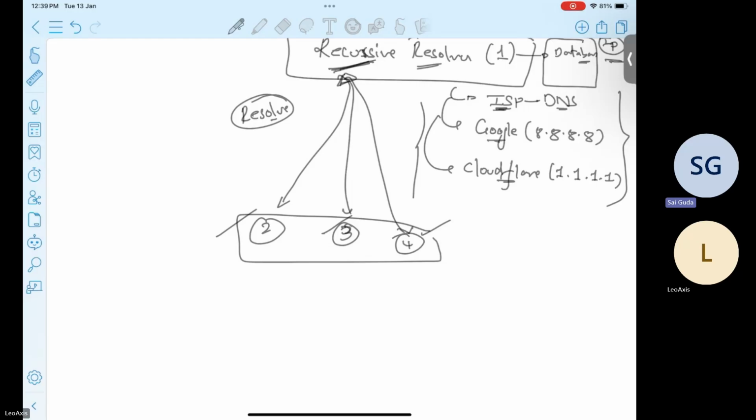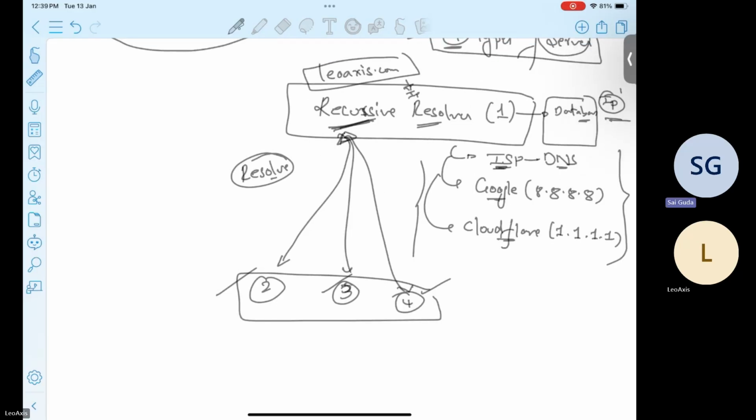So it is a resolver. Once it gets the details, it stores the information for a temporary period of time. Fine.